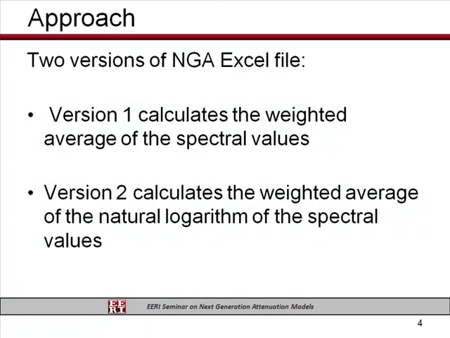So there are 2 versions of this Excel file. The first version was developed to calculate the weighted average of the spectral values. The second version was developed to calculate the weighted average of the natural logarithm of the spectral values. The difference is, I think, that calculating the weighted average of spectral values rather than of their natural logarithm usually results in larger mean values. And also, since ground motions are log normally distributed, it's probably more appropriate to use the weighted average of their natural logarithm. However, both versions are available and can be used, but I'm going to talk today about version 2.